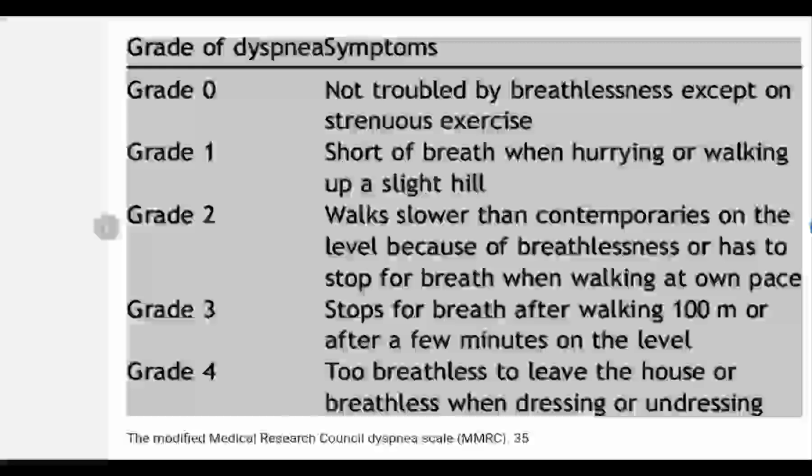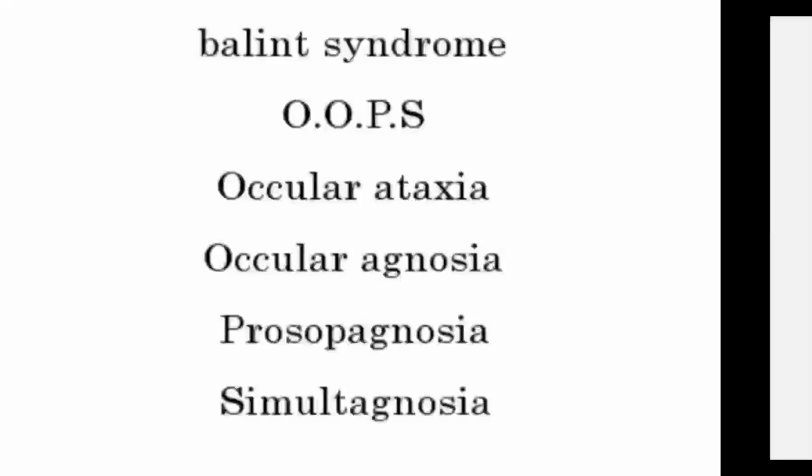सो ग्रेड 0 मीन्स सिर्फ स्ट्रीनस एक्सरसाइज पे हो रहा है. ग्रेड 1 क्या है, जब वो हिल पे चढ़ रहा है या तेज़ी से दौड़ रहा है तभी वो ब्रेथलेस हो रहा है. और ग्रेड 2 पे क्या है, 2 बंदों के साथ चल रहा था, उनसे स्लो चलना पड़ रहा है उसको, या रुकना पड़ रहा है ब्रेथ लेने के लिए. फिर ग्रेड 3 में क्या है, ग्रेड 3 में मतलब 100 मीटर्स भी नहीं चल पाता, या फिर थोड़े मिनट बाद ही थक जाता है. और ग्रेड 4 में क्या है, रेस्ट वाली एक्टिविटीज़ आ गई, जैसे अनड्रेसिंग, ड्रेसिंग, उसके लिए भी वो सिम्टमेटिक हो रहा है. ठीक है.